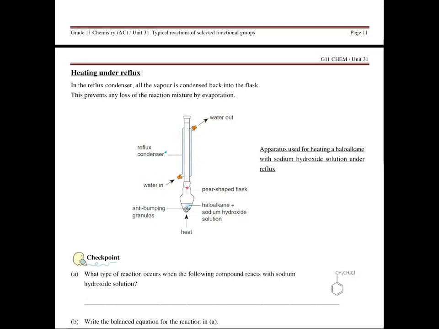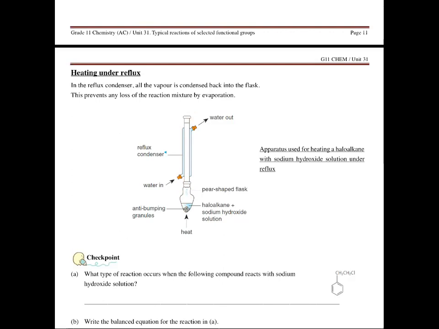So as soon as the haloalkane evaporates and touches the wall of this tube, it will condense back to liquid and then drop down to the container at the bottom. Okay, so the haloalkane evaporated but would not escape, or most of it would not escape, because it will condense back to liquid and drop down. Okay, so that's the purpose of this setup.